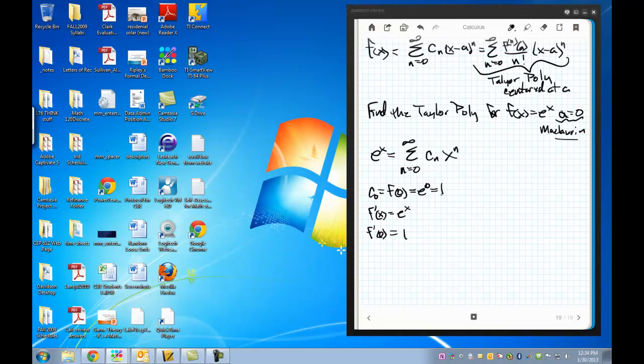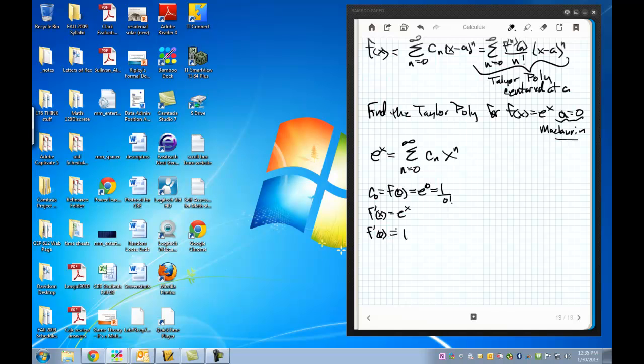So really what I should be thinking about isn't so much that this is just 1, but that this is the 0th derivative of e to the x, so it's just the value of the function itself. The zeroth derivative at 0 is 1. We could think of this as divided by 0 factorial, couldn't we? Because 0 factorial is just 1.